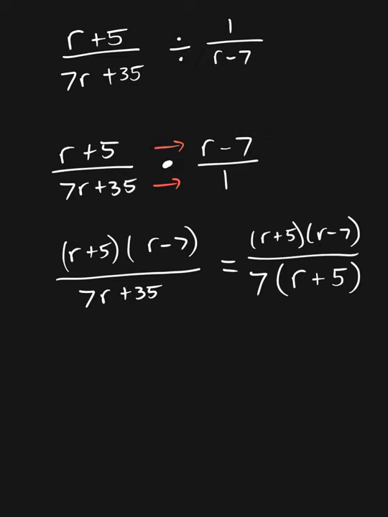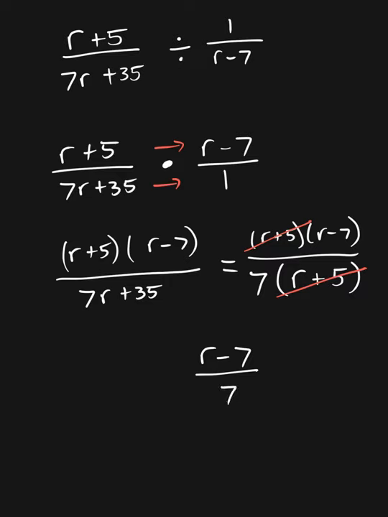When I look at this expression, I see that I've got that r plus 5 here, and it's multiplied by stuff. And I see the r plus 5 down here, and that's multiplied by stuff. So let's get rid of that r plus 5. I'm just going to get rid of it because they cancel out to be 1. And I'm left with whatever's left over, so the r minus 7 over 7.